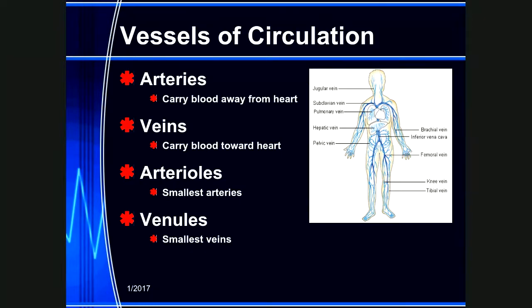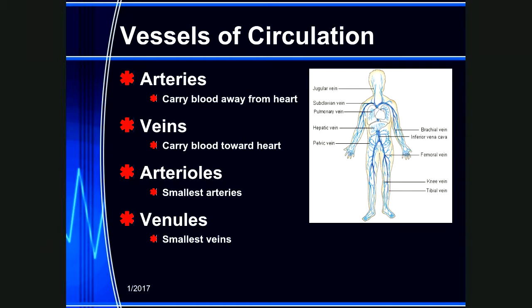Our vessels of the circulation, arteries, carry blood away from the heart. So blood then travels back to the heart through the veins. The arterioles are the smallest arteries.